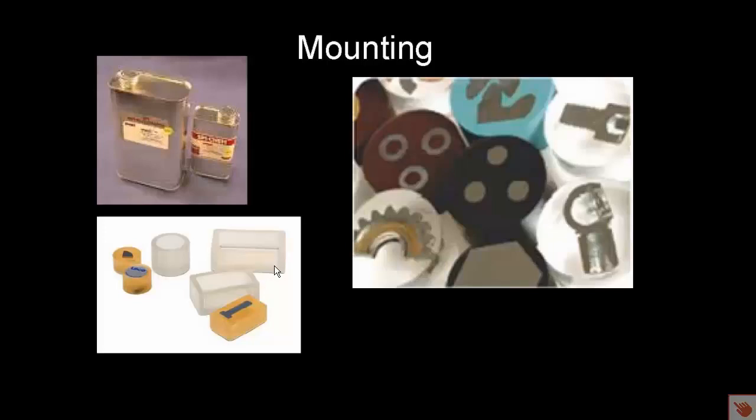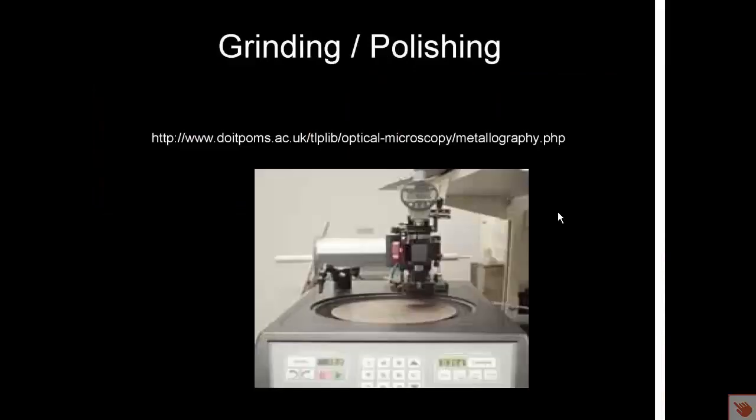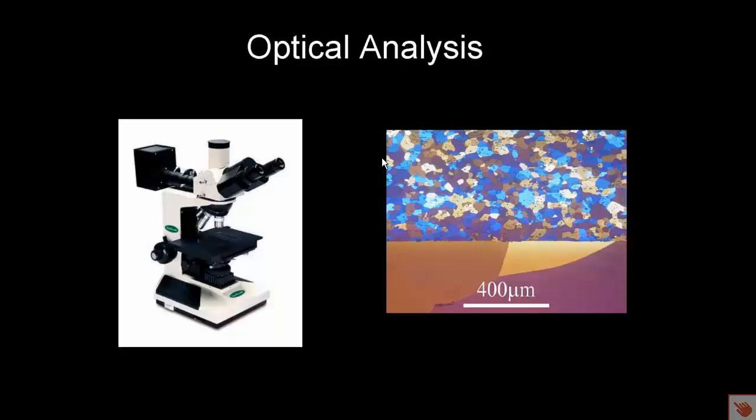Here we see some molds used for mounting samples, and over here we see some samples that have been mounted and then ground to reveal the cross-section. First there is initial grinding to get a flat surface, and then the surface of the mounted sample is polished to about a 1 micrometer level. It is now ready to be looked at under a microscope.